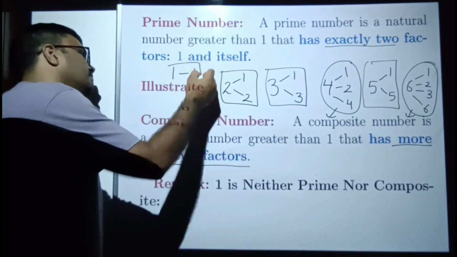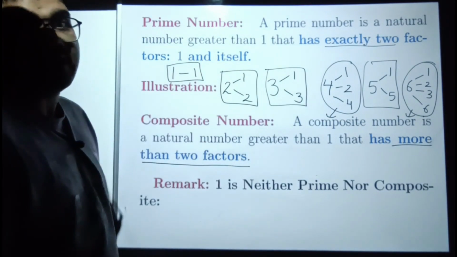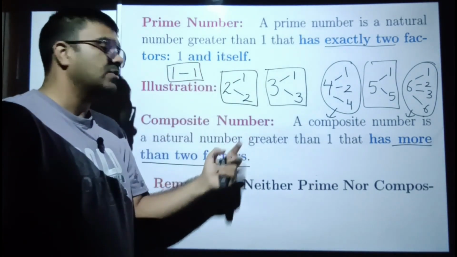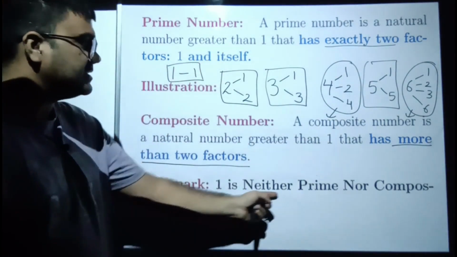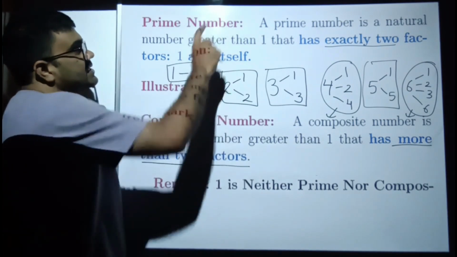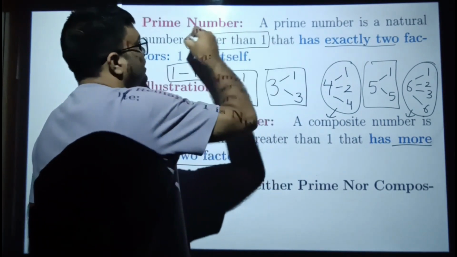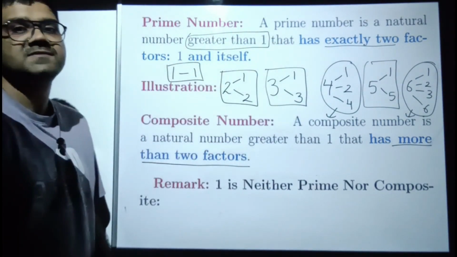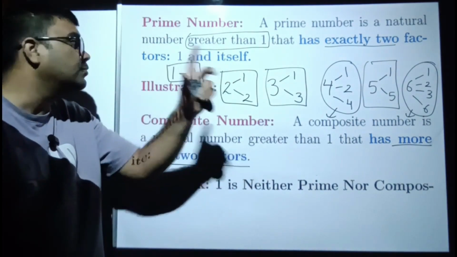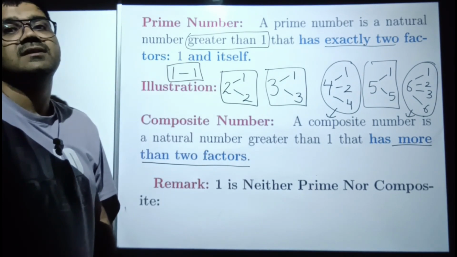Look at this number 1. It is not prime because for prime it should have exactly 2 factors, and for composite it should have more than 2 factors. So 1 is neither prime nor composite. And this is why the definition is written in this form: a prime number is a natural number greater than 1 that has exactly 2 factors, 1 and itself. We have included this so that it is always clear that 1 is neither a prime number nor a composite number.